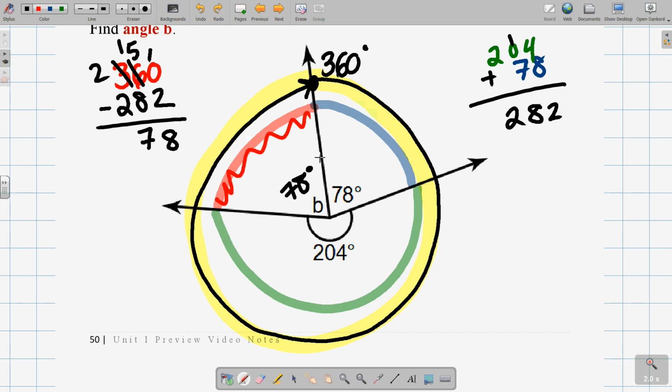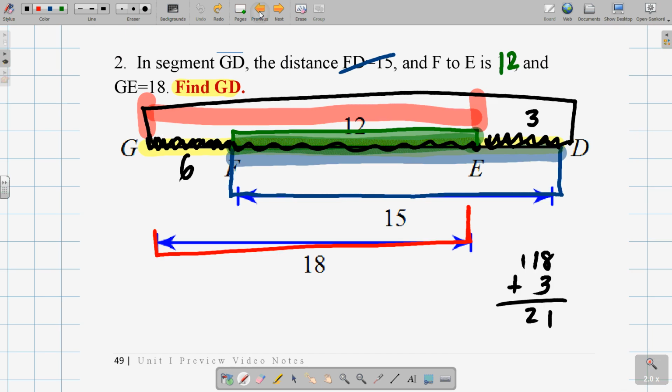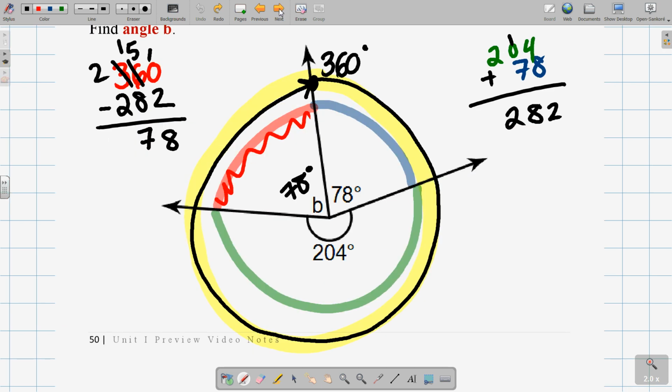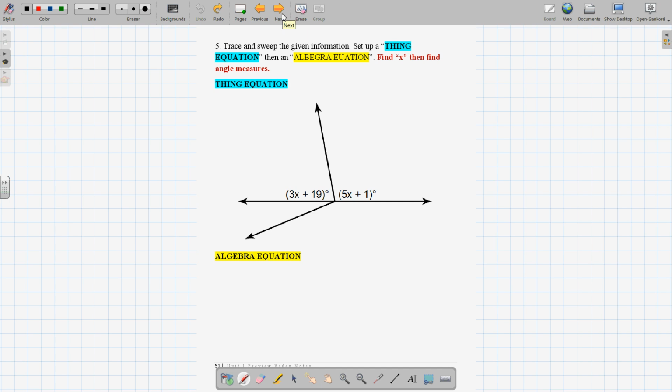So once again, the tracing of segments, the sweeping of angles, that physical activity of your pencil interacting with the diagram is what activates the left angular gyrus. Just staring at it with your eyeballs does not do this. We're going to use this even when we're doing algebra. We're going to trace and sweep and set up a thing equation, then an algebra equation, and use that to solve for x. Very important.